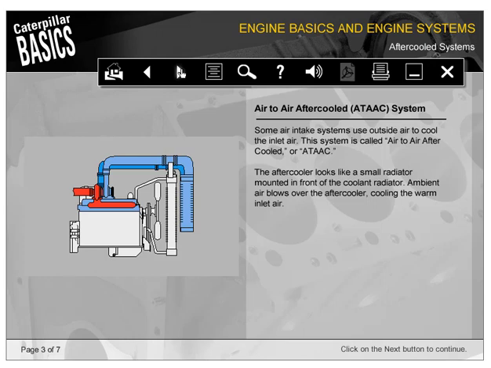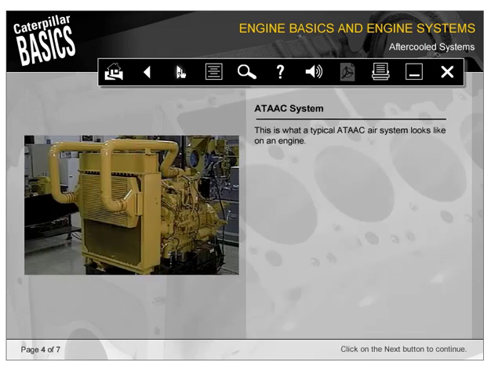Some air intake systems use outside air to cool the inlet air. This system is called air-to-air aftercooled. The aftercooler looks like a small radiator mounted in front of the coolant radiator. Ambient air blows over the aftercooler, cooling the warm inlet air. This is what a typical air-to-air aftercooled system looks like on an engine.